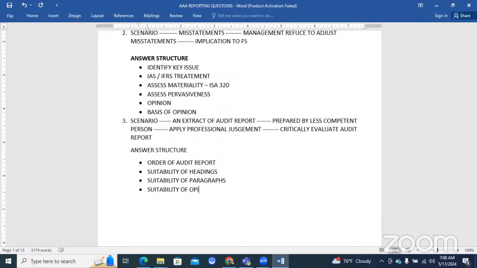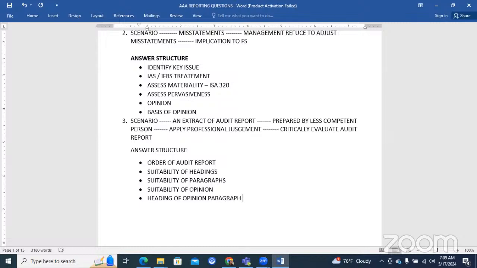Suitability of opinion. Sometimes the given opinion is not correct. In the given report, the misstatement is material, the misstatement is pervasive, but the auditor gave true and fair. It's a problem. Suitability of opinion is a question, right? And also we can see the heading of the opinion paragraph.